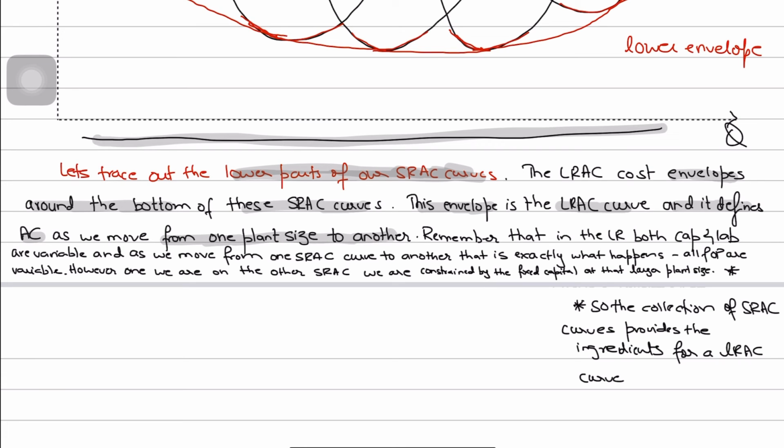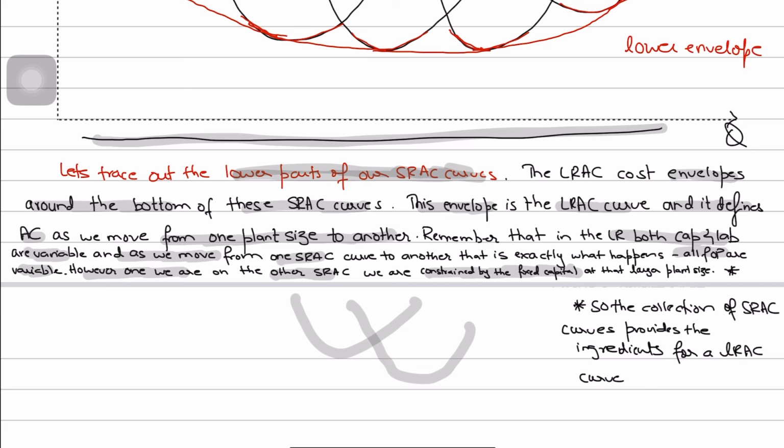On the long run average cost curve, there are a multitude of tangency points with the short run average cost curves. In the long run both capital and labor are variable, and as we move from one short run SRAC to another, the other short run SRAC would be below it, right? All factors of production are variable. However, once we are on another short run SRAC, that is SRAC2, we are then constrained by the fixed capital.